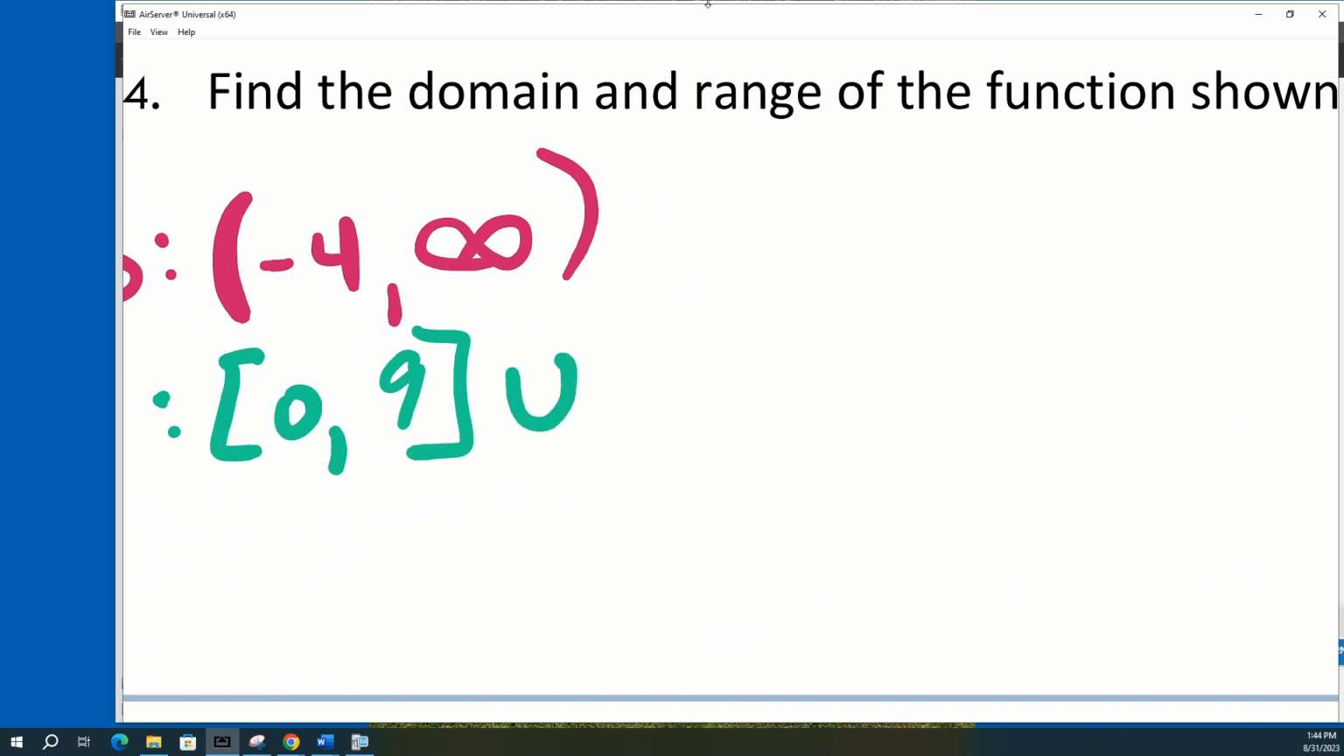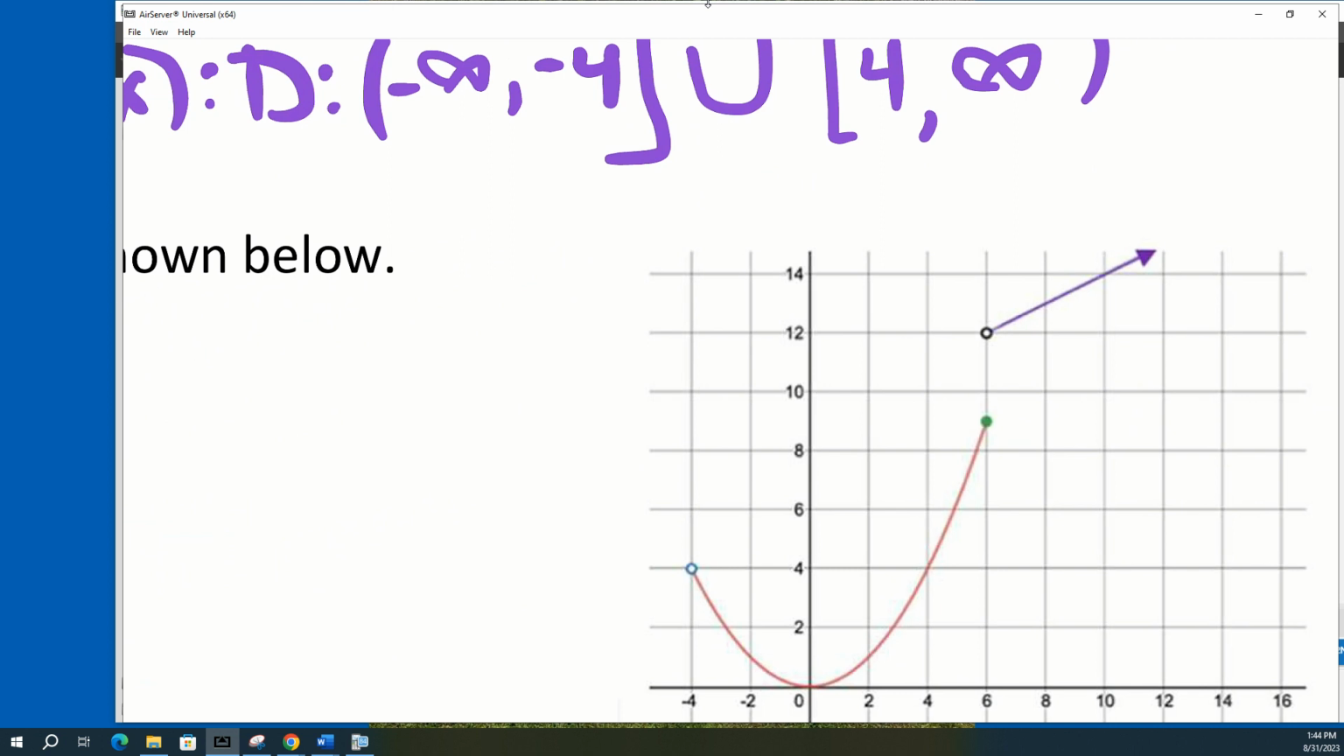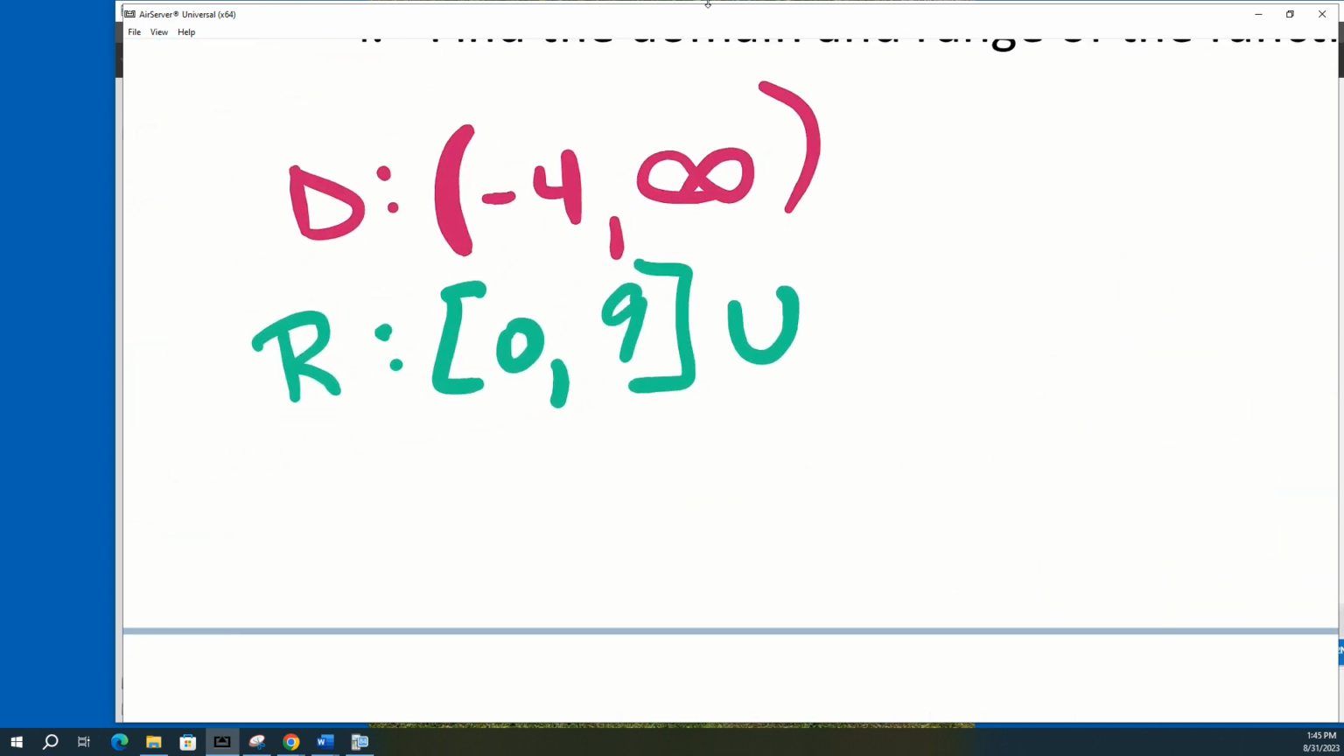All right, and then we're going to do our U for union. And then not 9. 12. But it's not included. Exactly. Good job. You guys are so good at domain and range.